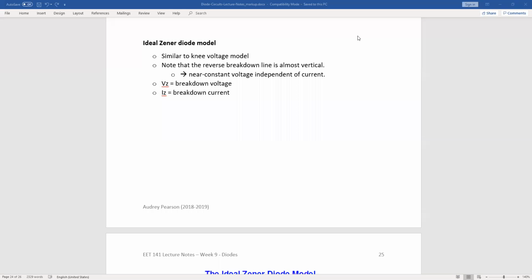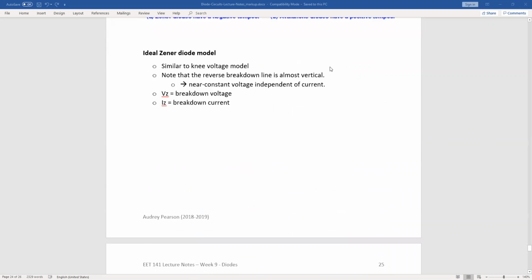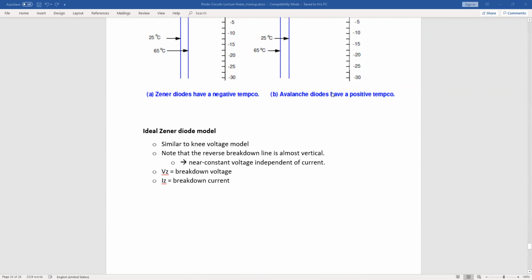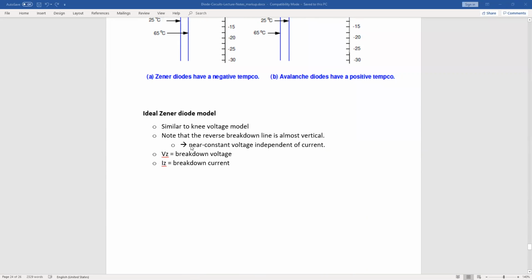All right, so last segment, we're going to look at the ideal Zener diode model. This is going to be very similar to the knee voltage model that we looked at for normal silicon rectifier diodes. And we're going to see that the reverse breakdown line is almost vertical, which is what we saw before, using our graph where we looked at different tempcos for Zener and avalanche diodes. And that means we're going to have a near constant voltage independent of the current that's flowing through the diode.